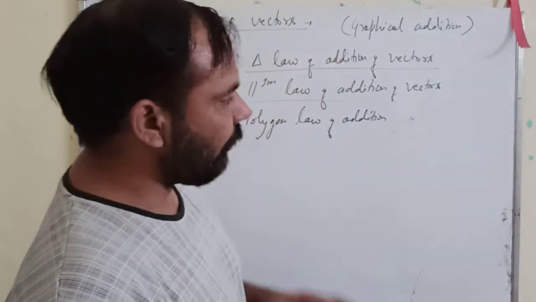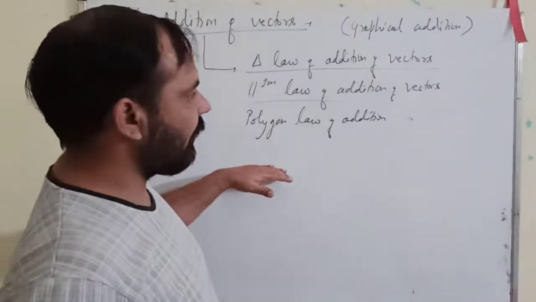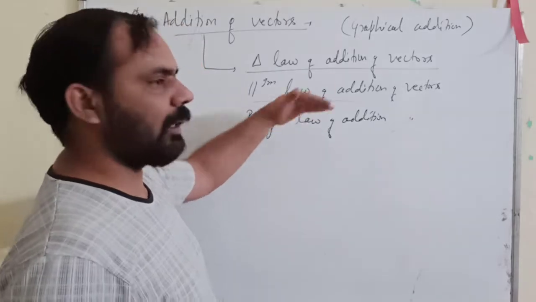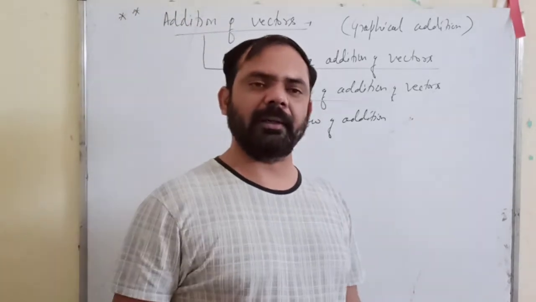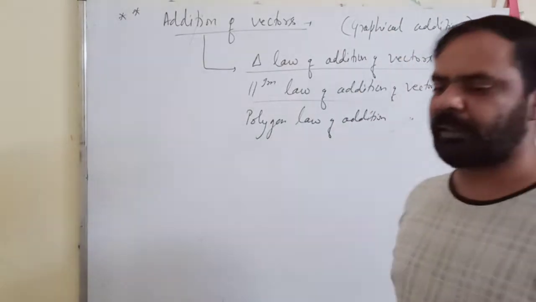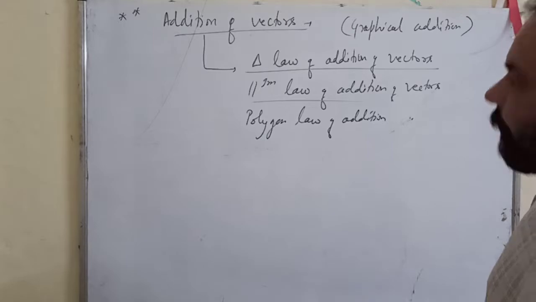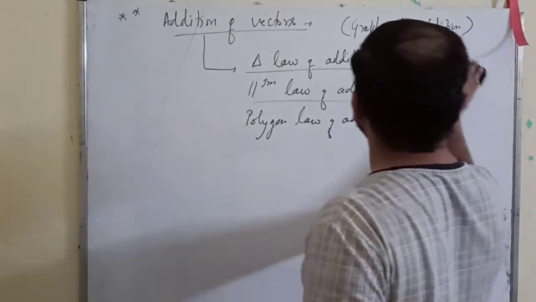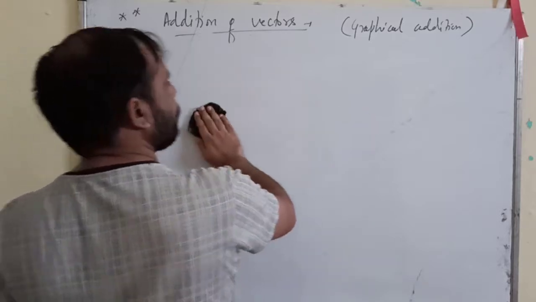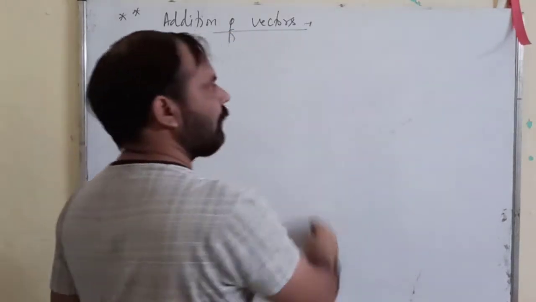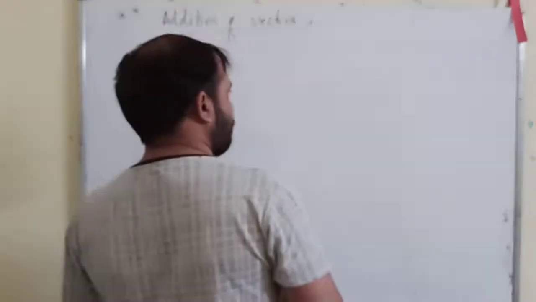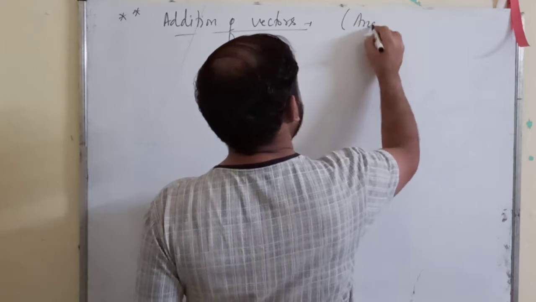So with these three laws we can add vectors, and you can see in all of them that the basic law is the triangle law of addition of vectors, and the others are just extensions of that law to different conditions. Now if anybody has some problem with these three laws, you can ask me. Okay, nothing? Alright, we move on to the next one, which is the analytical method.